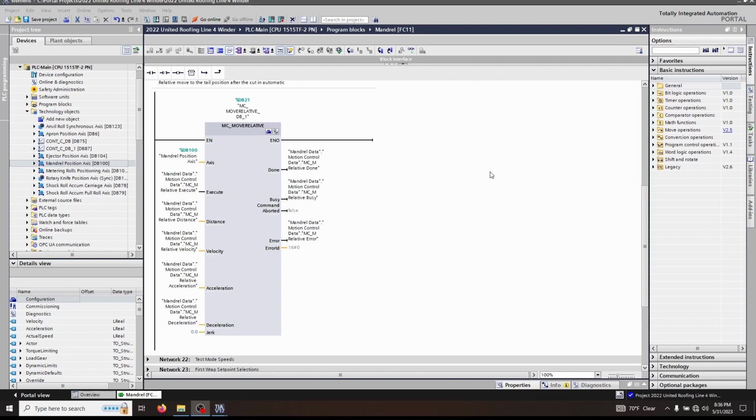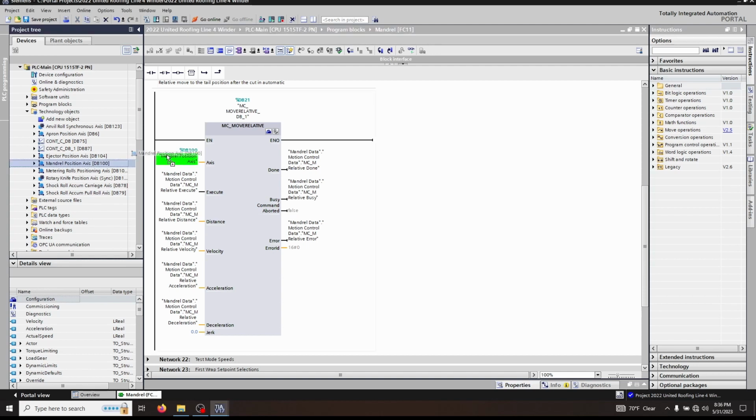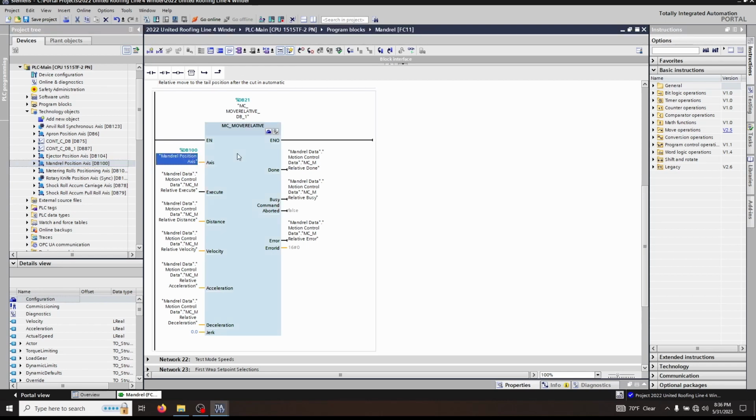As you can see, this is the first block that has a lot more inputs than we have seen so far. We still have the axis input, which, in order to populate, we can drag out of the project tree onto the block. We also still have the execute and some other familiar inputs. What this block is actually going to do is make the axis move the distance you input at the distance parameter. That value is in millimeters, inches, degrees, however you have your technology object configured.